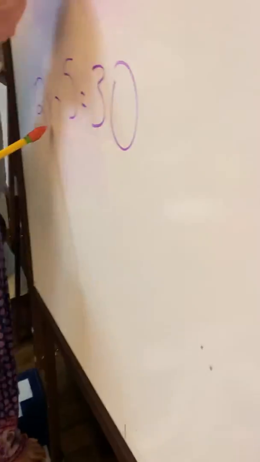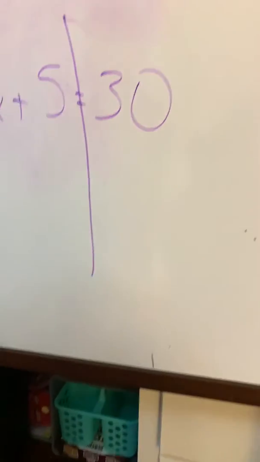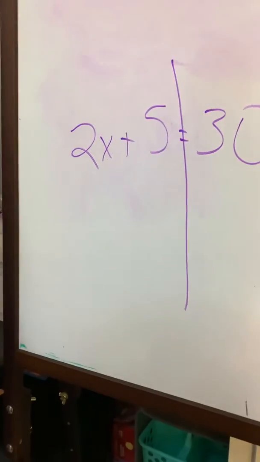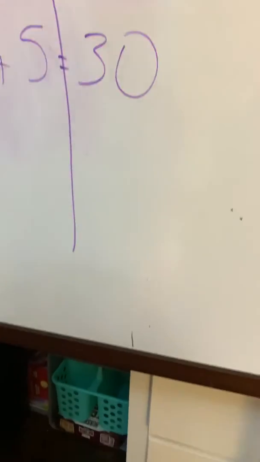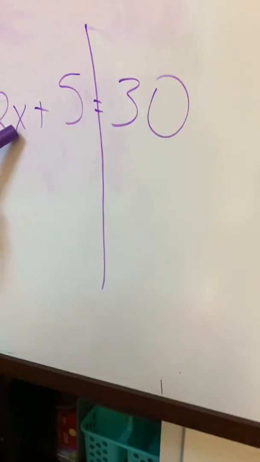I make a little line. I'm going to call it like the river or the bridge. And here's the thing. What are we trying to isolate and get by itself? The 30. Now, let's come back to that. In algebra, what do we need to solve for? Very good. The unknown or the variable. What does the variable represent? The part that's unknown.